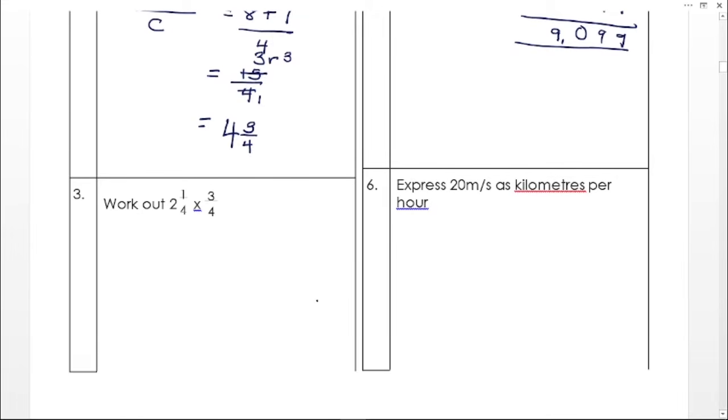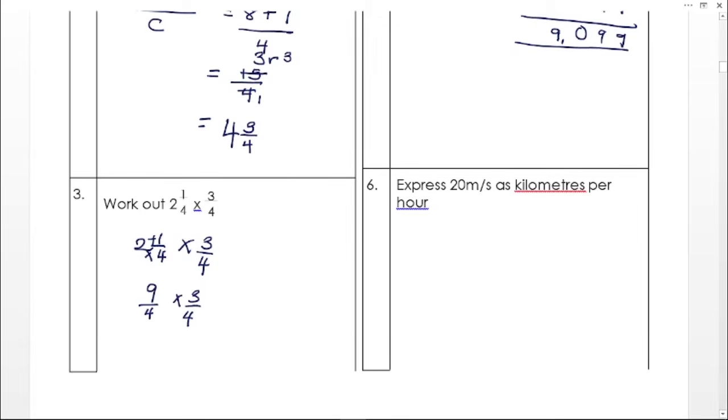We are doing a mock examination paper for Mukono Municipal Council. All right, number 3. Number 3 says work out. However much we are inside, they are telling us to work out, right? So we are having 2 1/4 times 3 quarters. This one is the multiplication of fractions. What we are going to do, we are going to first change this one into an improper fraction, times plus. So 4 groups of 2, that is 8 plus 1, 9 out of 4, then times 3 out of 4.